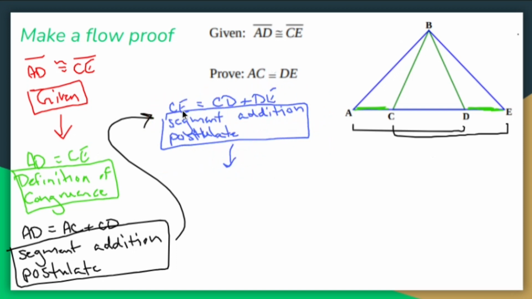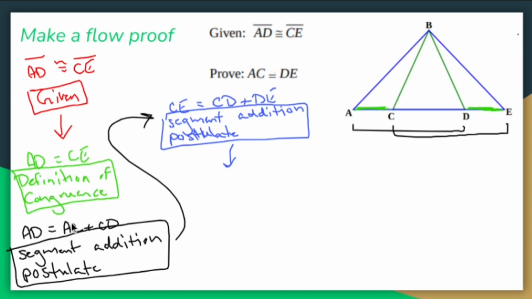All right, so now that I said what CE is, and now that I said what AC is, I noticed that I have CD and I have AC, and I should be able to isolate them, right? My job is to get AC and DE all by itself.